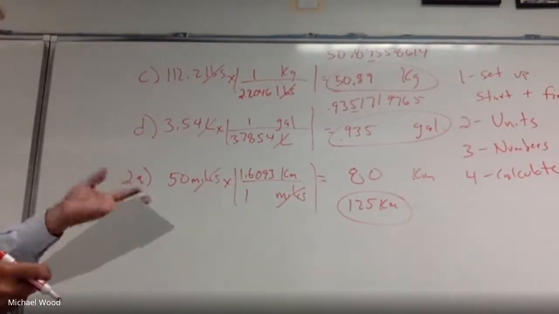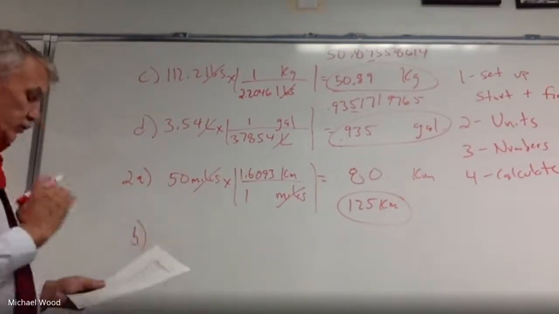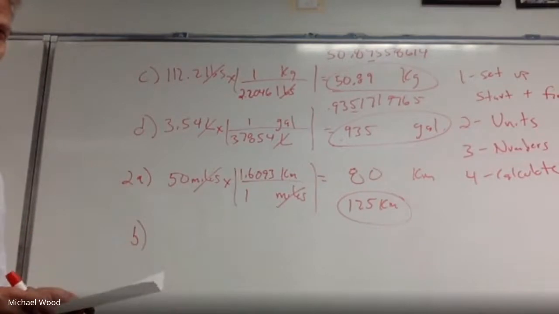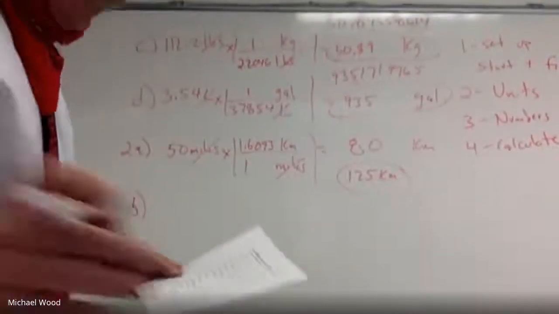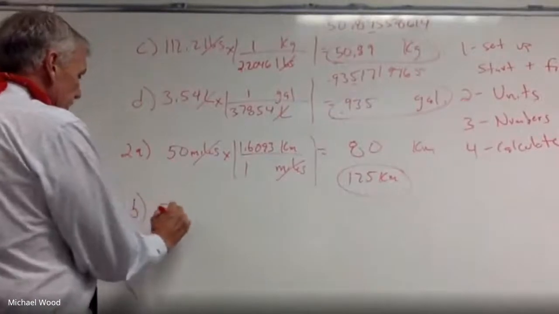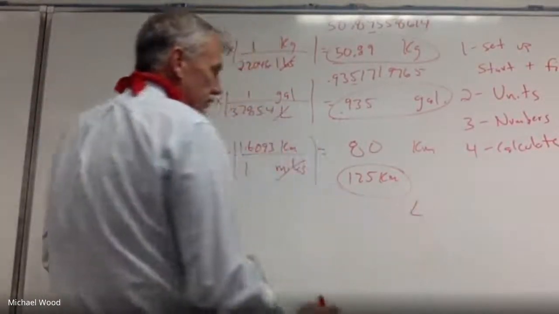So what I did is I just got the units to agree. So I'm going to do the same thing on B. So I have 25 gallons or 100 liters. So I'm going to convert the, and again, I could have done it the other way, but I'm just going to convert the gallons into liters.